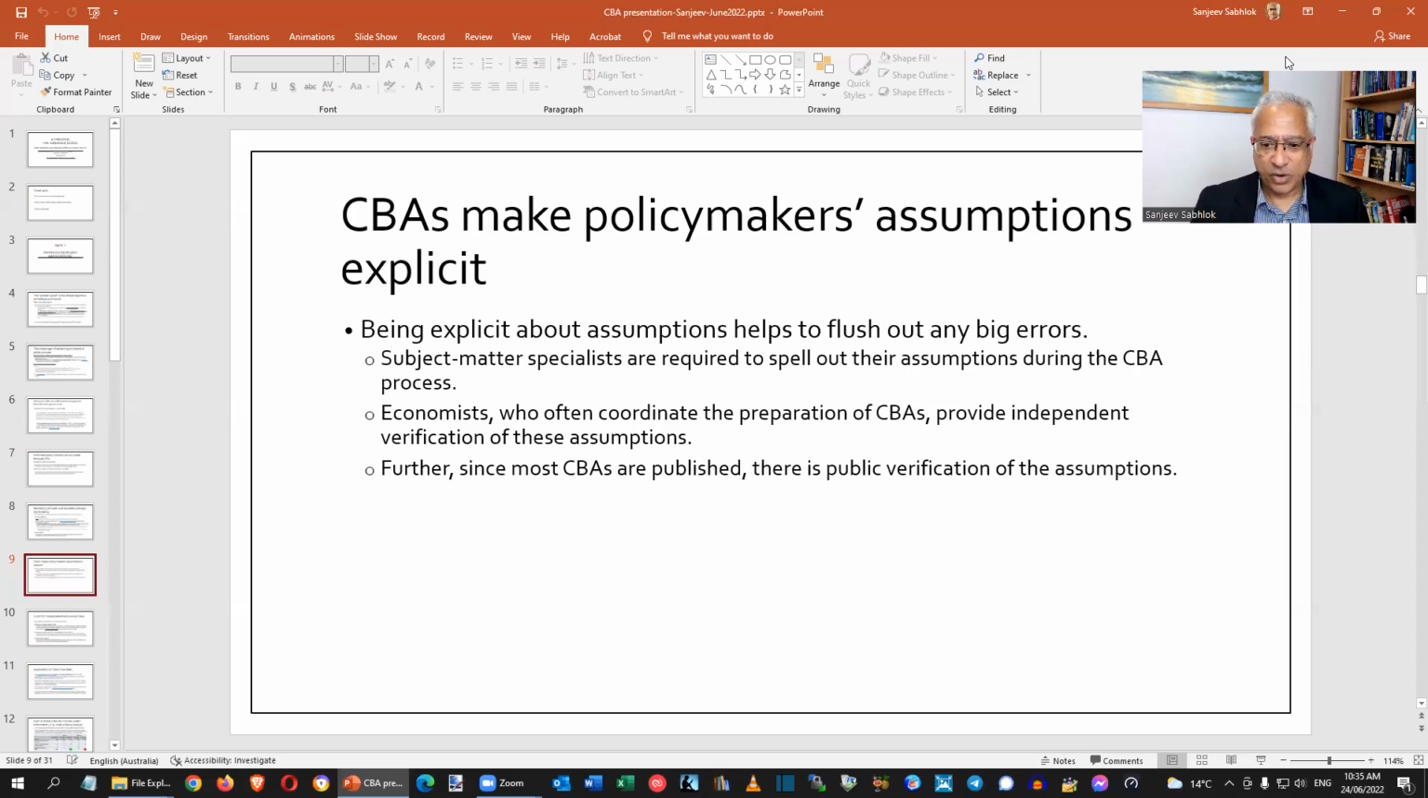And in any case, once the cost benefit analysis is published, the entire community can have a look at the assumptions. And if they are stupid, well, there you are. You have to do the whole thing again because you made wrong assumptions. So spelling out assumptions is probably the other second major benefit of a cost benefit analysis.